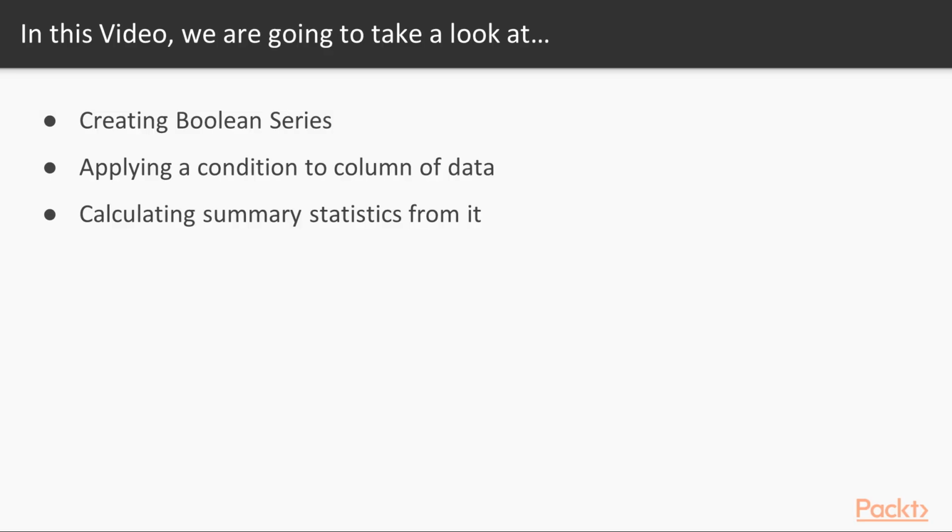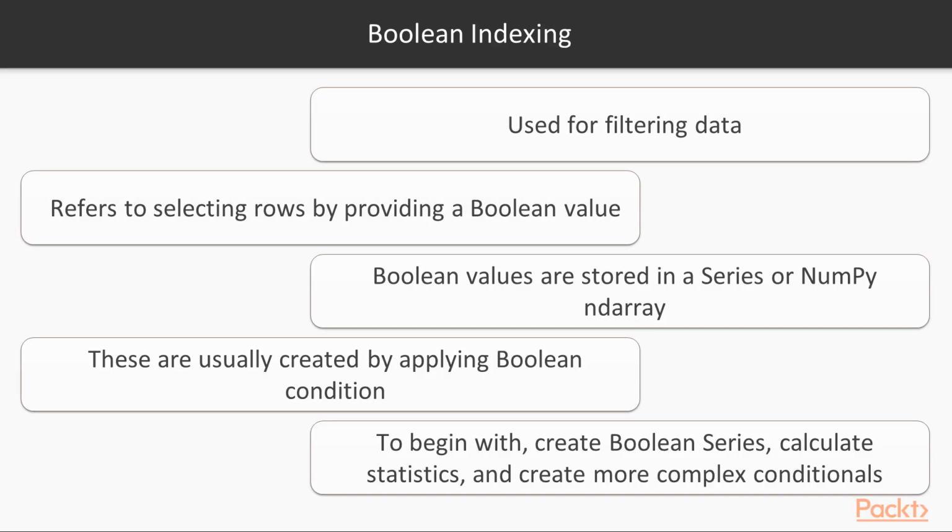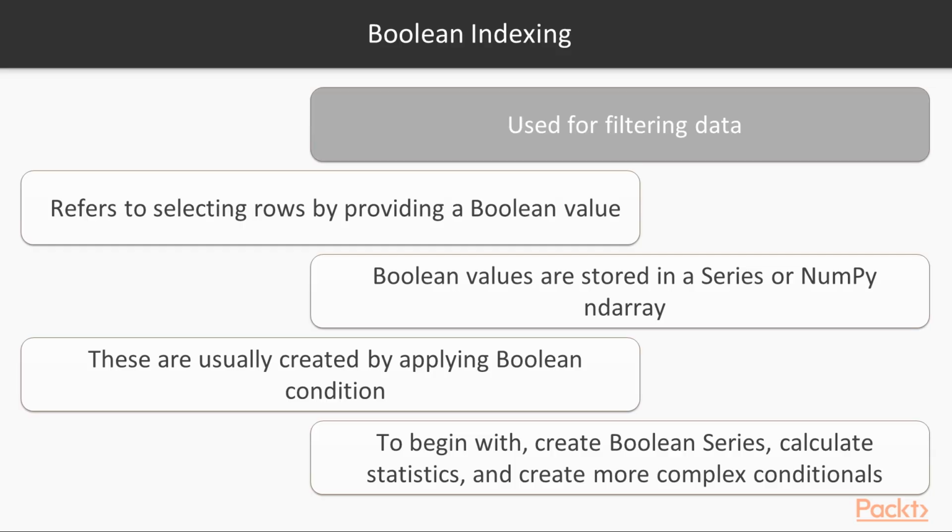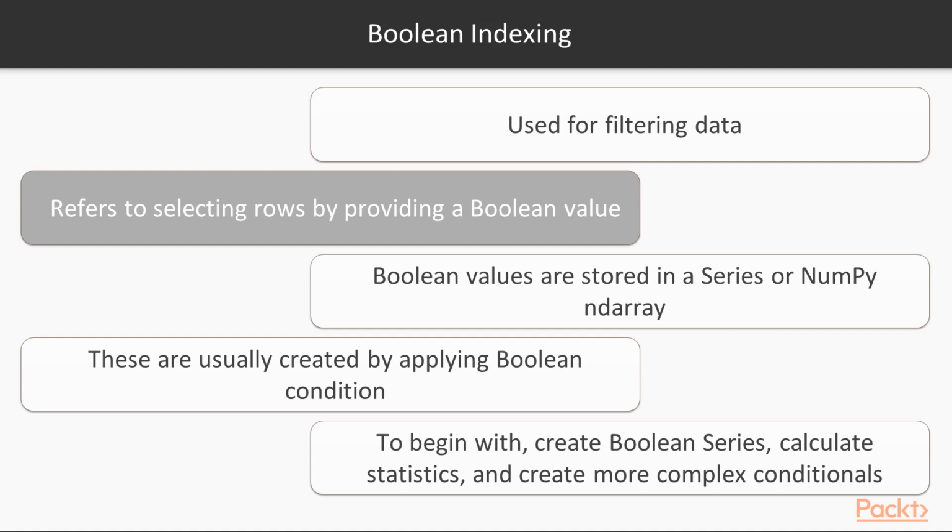In this video, we will create a Boolean series by applying a condition to a column of data and then calculate summary statistics from it. Filtering data from a dataset is one of the most common and basic operations. There are numerous ways to filter or subset data in Pandas with Boolean indexing. Boolean indexing, which is also known as Boolean selection, can be a confusing term, but for the purposes of Pandas, it refers to selecting rows by providing a Boolean value that can be either true or false for each row.